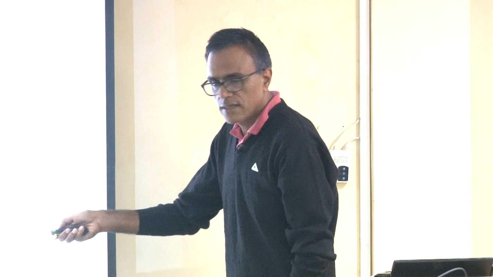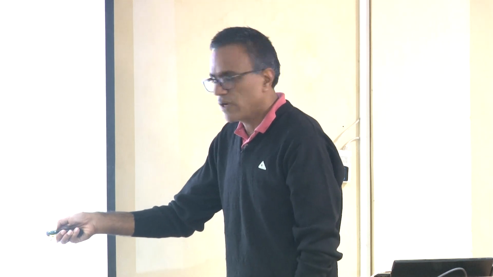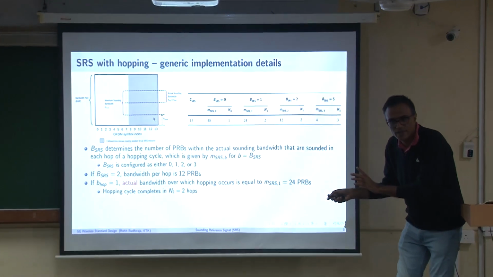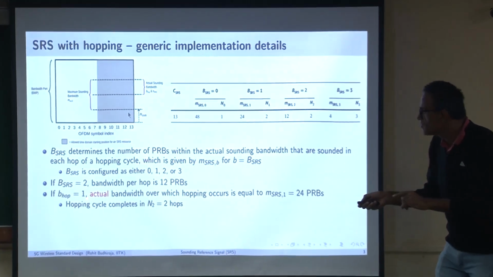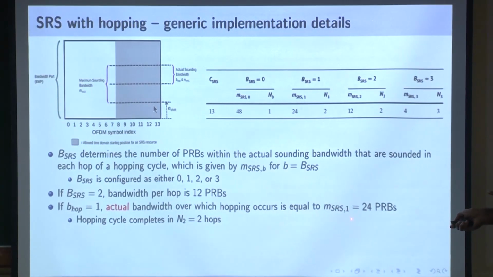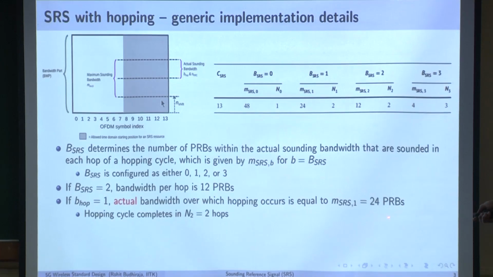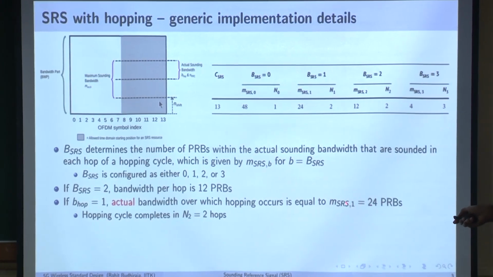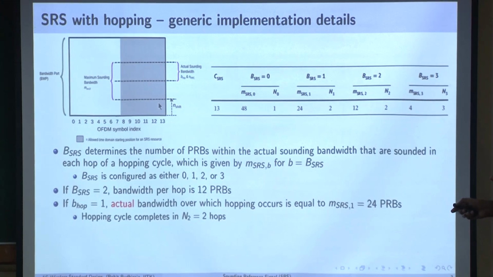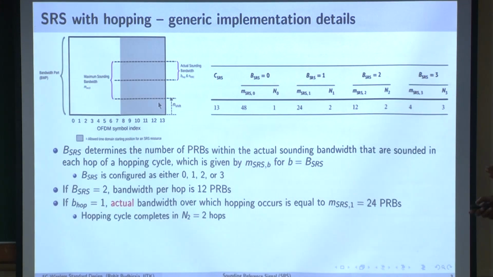Where is that 24 coming from? B hop is set to 1. What does B hop tell you? B hop tells you the actual bandwidth. B hop is 1, and that will give you MSRS. It'll become 1. So the actual bandwidth, if you look at MSRS 1, that becomes how much? 24 PRBs.